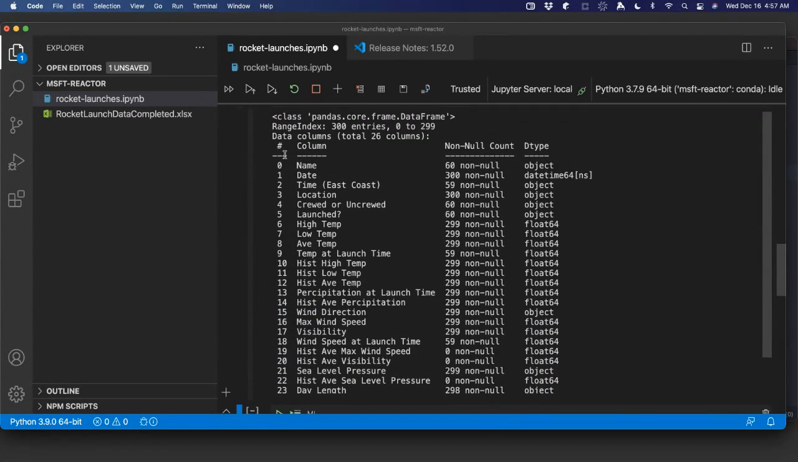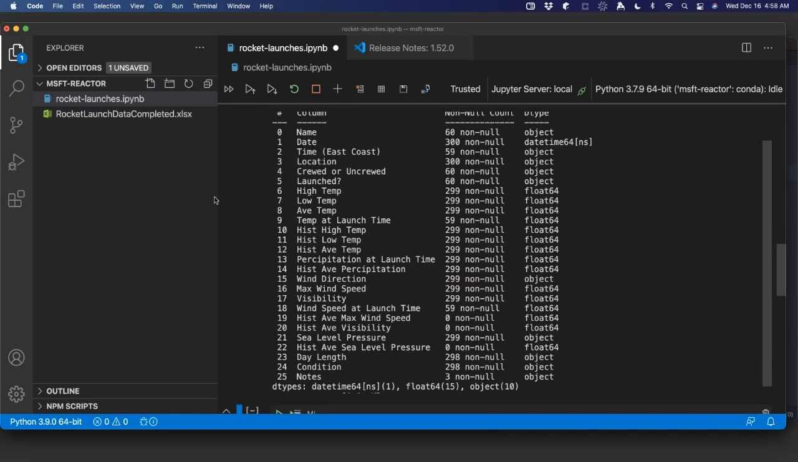For example, we see the column name, but we also see how many non-null values we have. And we have dates for everything. So we have 300 values there, but we only have names for 60 of them. We only have location, or whether it was crewed or uncrewed, for 60 of them. Here you see the fact that the data came from two different sources, and we merged them, but don't have good values for everything. So that would obviously impact the quality of our results.